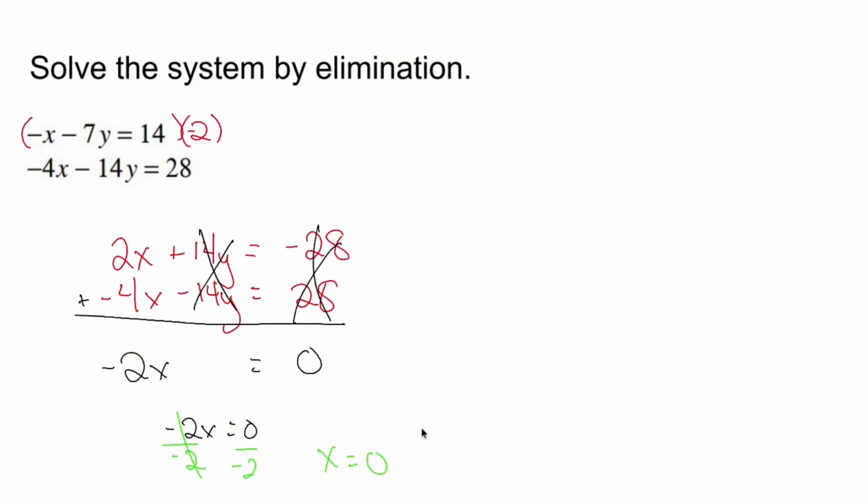Now that I know x is 0, I can go up here and plug it into any equation I want to get my y. It doesn't really matter which one I use. I could use the bottom one. I'm going to rewrite the bottom equation and substitute 0 for x. So negative 4 times 0 minus 14y equals 28.